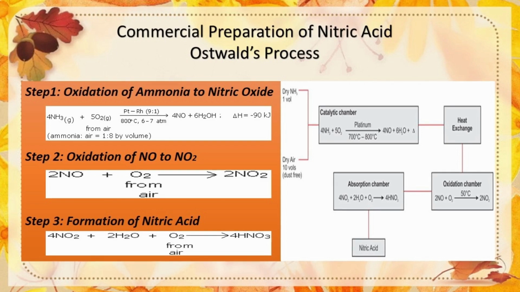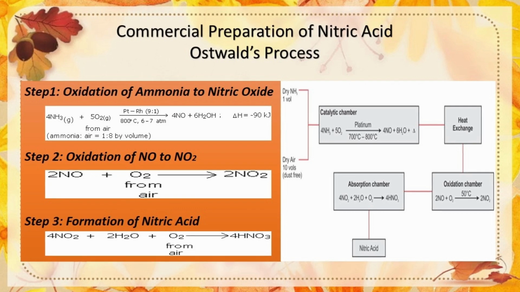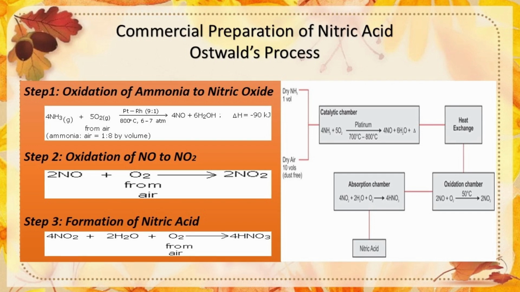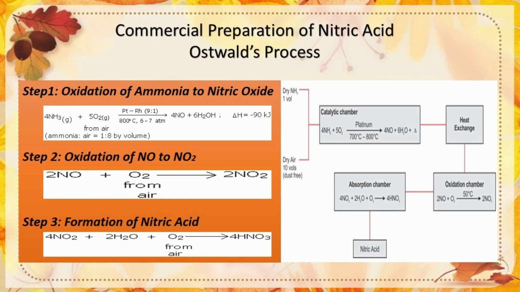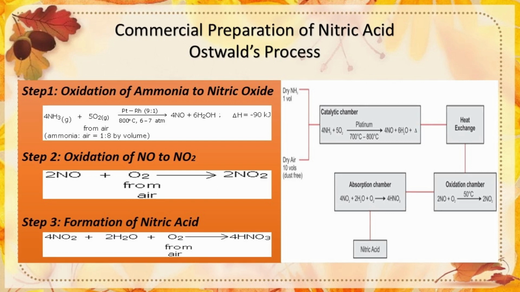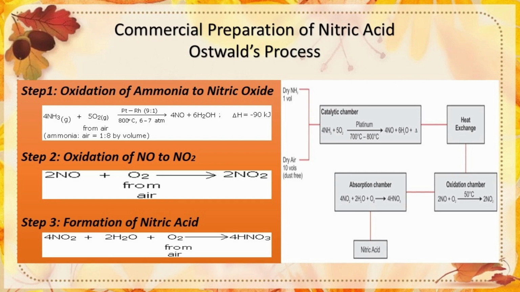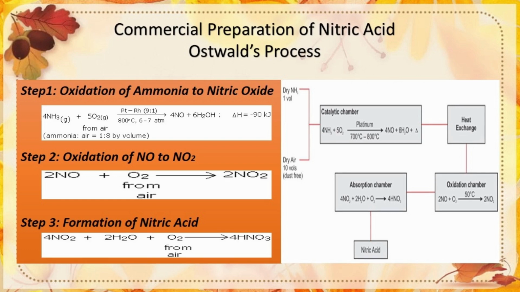Now let's discuss the entire process involved in the manufacture of nitric acid. A mixture of dry air and dry ammonia in the ratio of 10:1 by volume is compressed and then passed into the catalytic chamber. In the catalytic chamber, we have platinum-rhodium gauze. This is first heated to around 800 degrees Celsius electrically. From that point, no outside heating is required as oxidation of ammonia is an exothermic process.